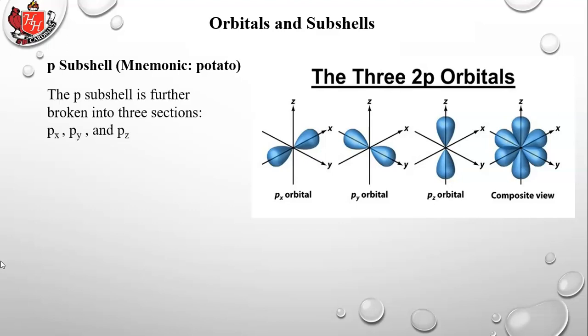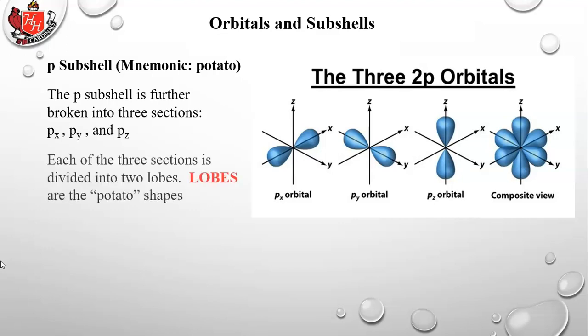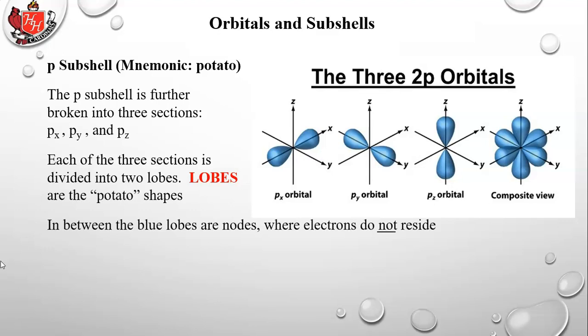So the p subshell is further broken into 3 sections. We're going to refer to those as sections: px, py, and pz. Each of the 3 sections is divided into 2 lobes. Lobes are the potato shapes. In between the blue lobes are nodes where electrons do not reside, or at least there's a very small probability of finding an electron outside of those blue areas.